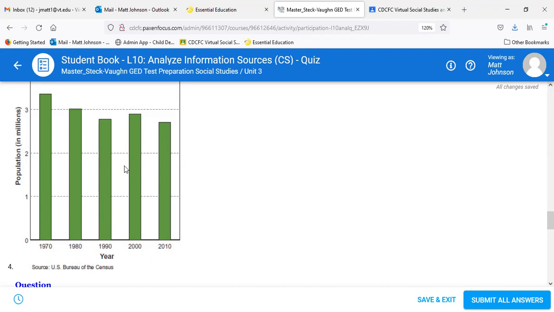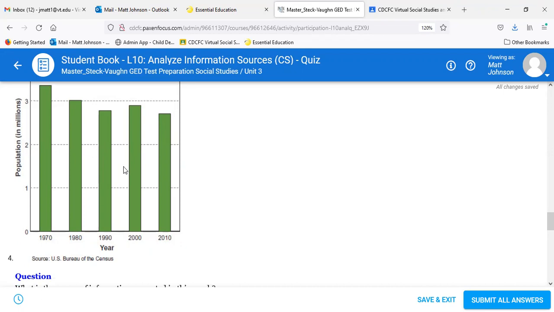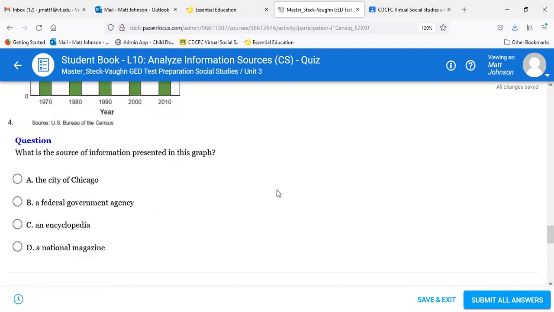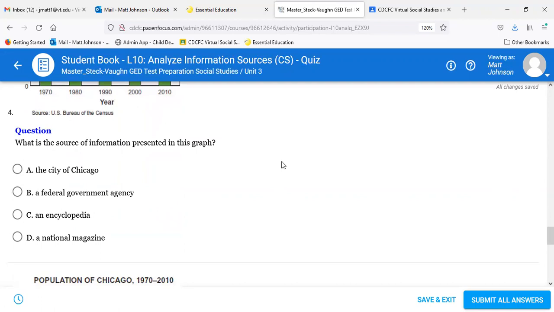So question 4, Tracy, would you like to read question 4 and answer it for us? Yes. What is the source of information represented in this graph? A, the city of Chicago. B, a federal government agency. C, an encyclopedia. D, a national magazine. B? B, right? U.S. Bureau of the Census is a federal government agency.